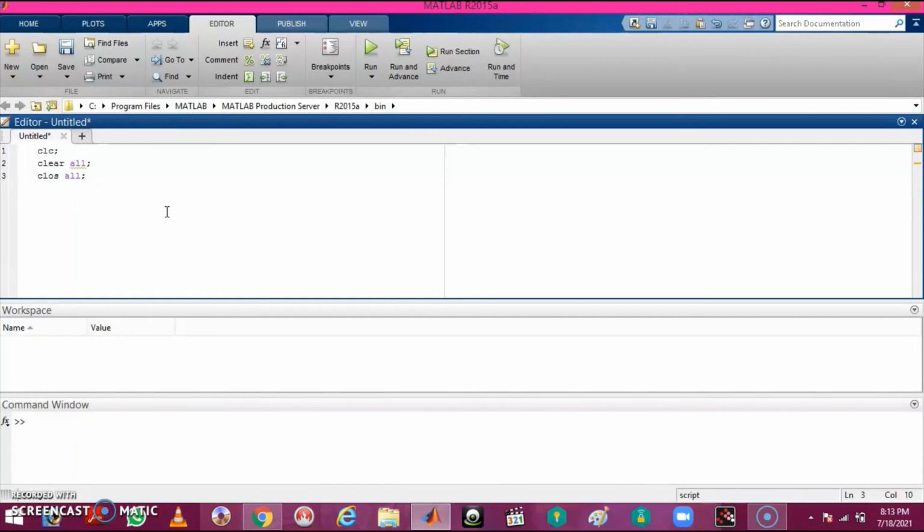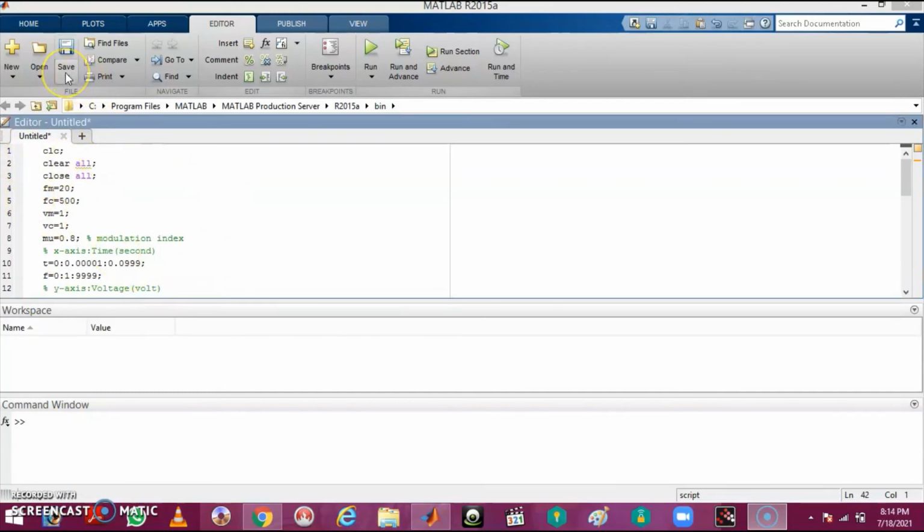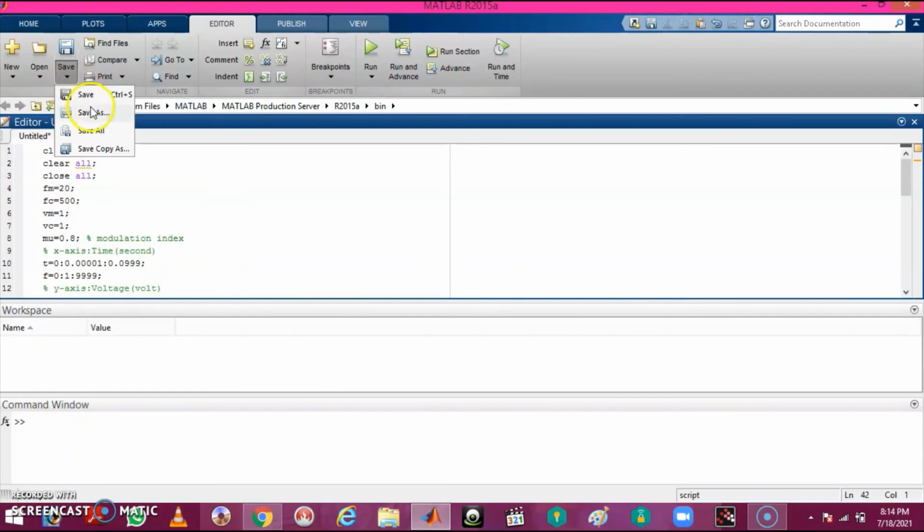Similarly, you have to type all the lines of the program. After typing the program, you want to save. So first you have to create one folder. After typing this program, we are going to save. So you click save. Here Save As will come.